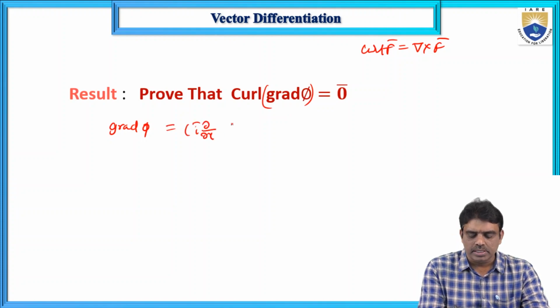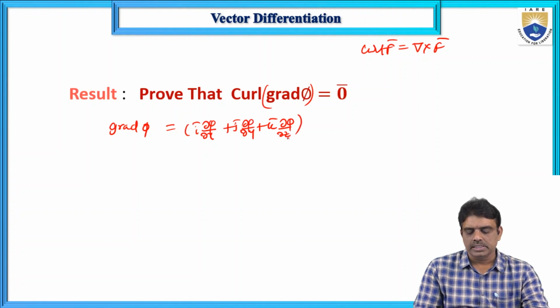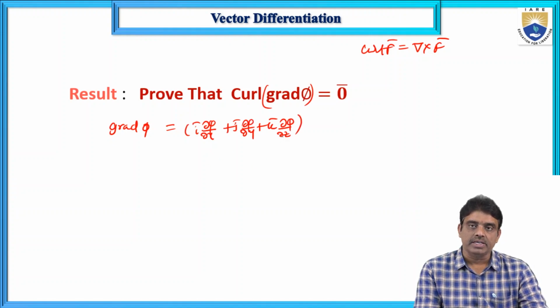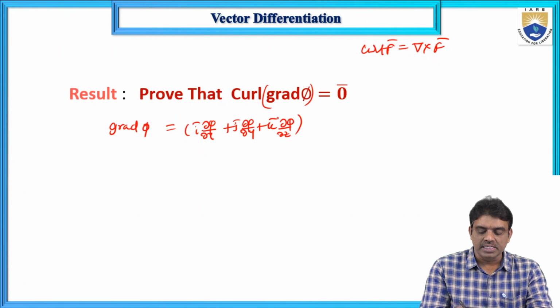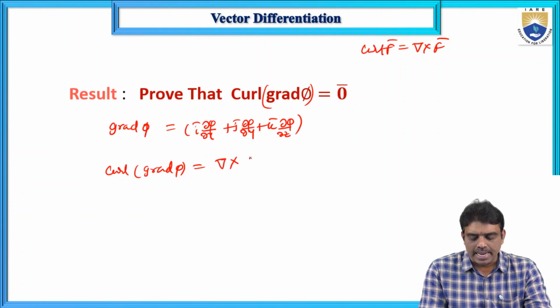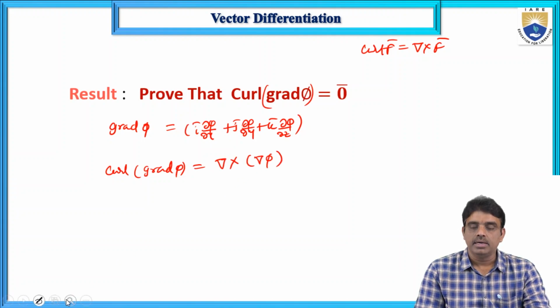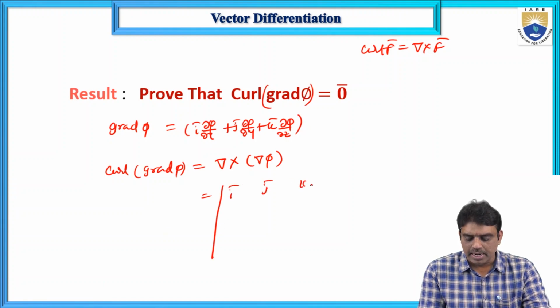i bar dou by dou x plus j bar dou by dou y plus k bar dou by dou z of phi. That means dou phi by dou x, dou phi by dou y, dou phi by dou z. This is grad phi. Clearly it is a vector because it contains i bar, j bar, k bar. It represents a normal vector to the surface. Now what you have to calculate is curl grad phi. So curl grad phi means del cross grad phi. So del means i bar, j bar, k bar.